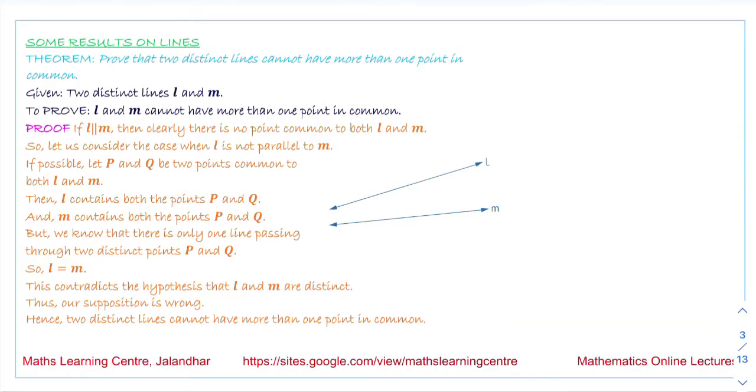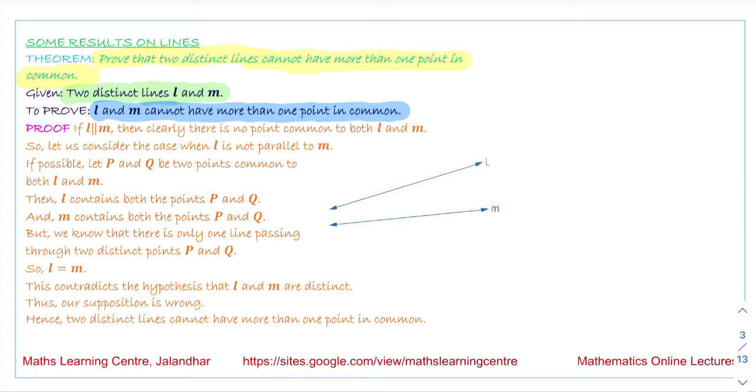The first theorem we have to prove is: prove that two distinct lines cannot have more than one point in common. What is given to us is two distinct lines L and M, and we have to prove that L and M cannot have more than one point in common.